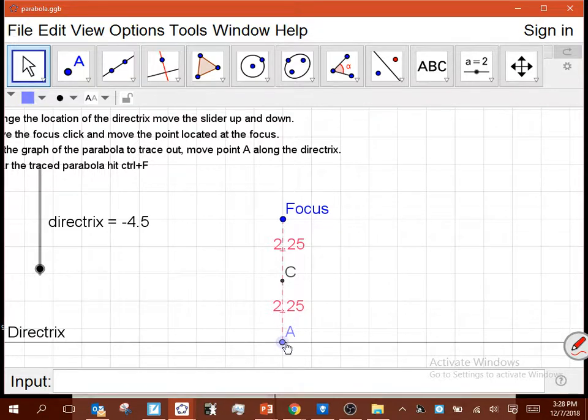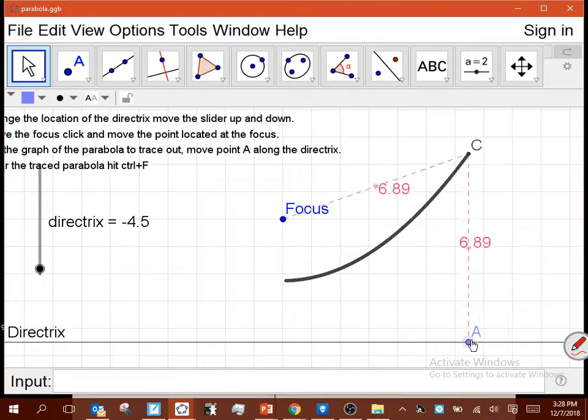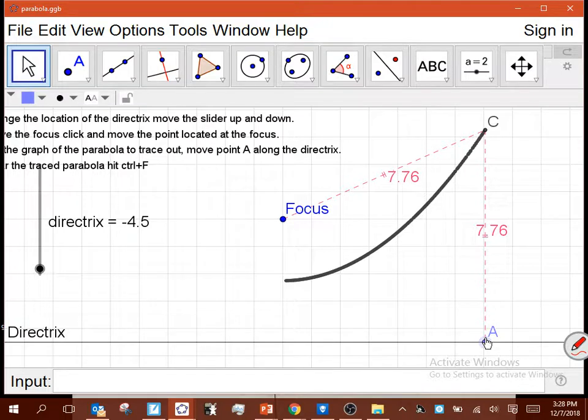As I move this point A, that 2.25 is going to grow. But you notice that the distance between the parabola and the directrix, that distance there, is still the same as that distance there. And that's what the geometric definition of a parabola says should be true. So out there I get those two distances to be the same.